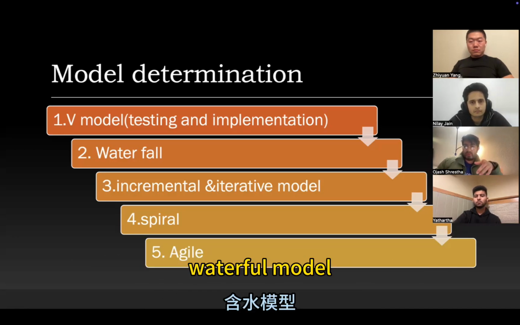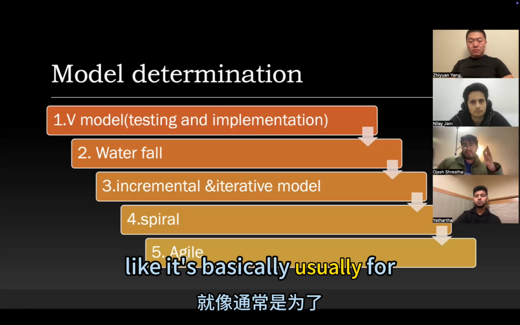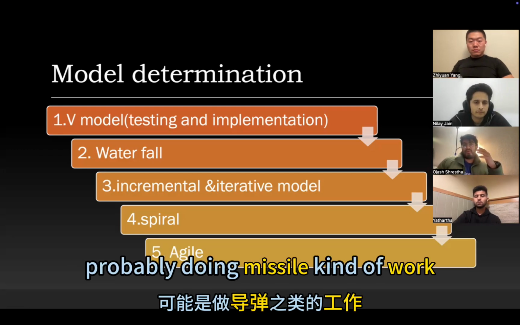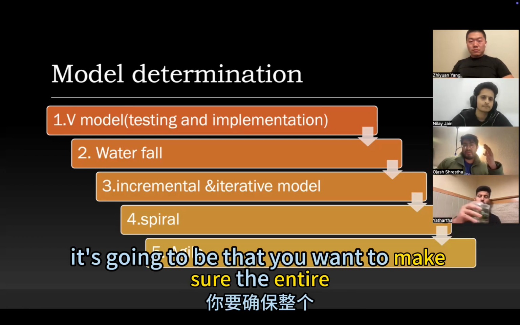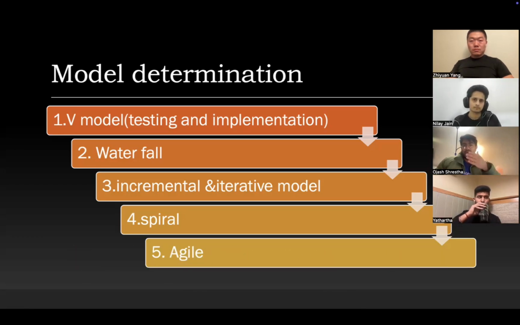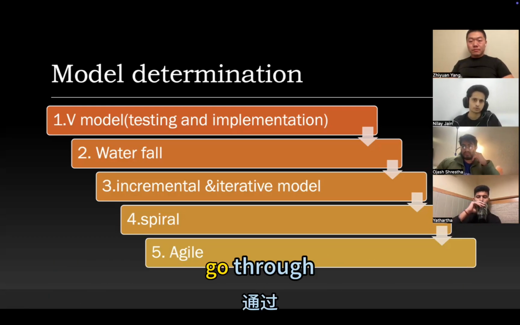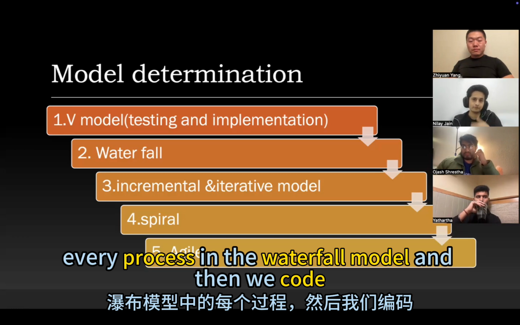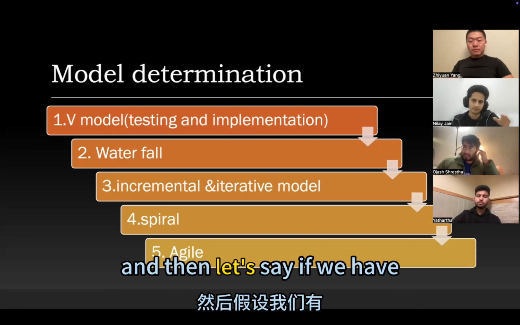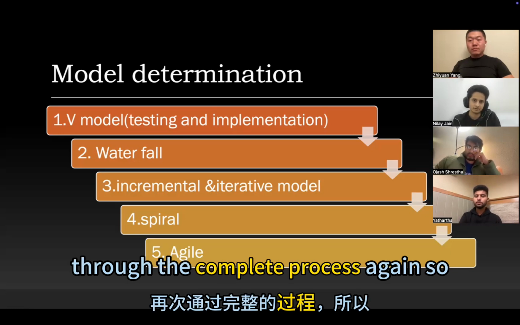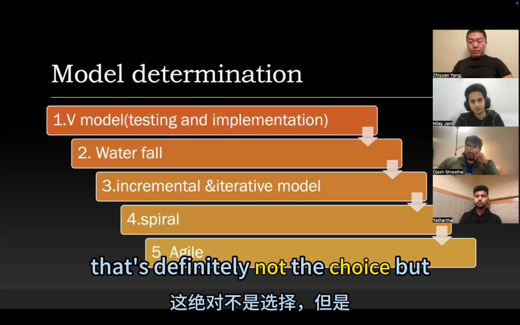if we want to make any changes, it's going to be a lot easier, because the waterfall model is usually for bigger companies where you are probably doing missile kind of work. The entire process is so set. Initially we have to go through every process in the waterfall model, and then we code something out. And then if we have a bug, we have to go through the complete process again. So that's definitely not a choice.